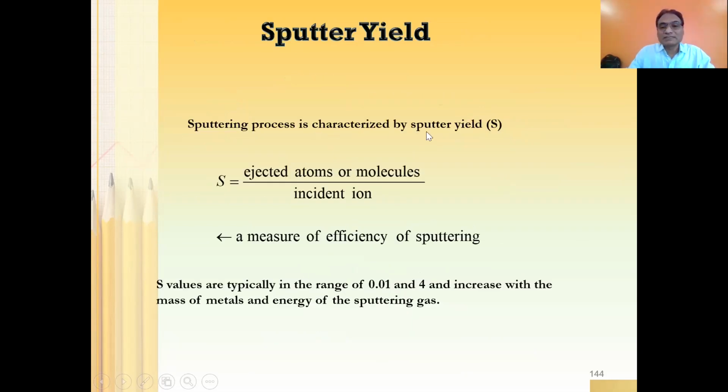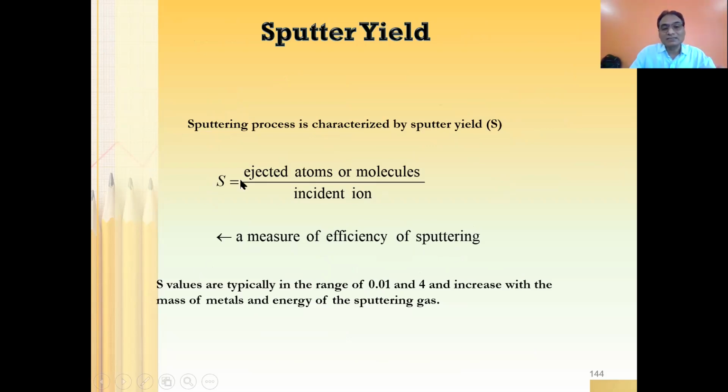The sputtering process is characterized by sputter yield. What is yield? Ejected atoms per incident ion. How many atoms are going to be ejected for each incident ion? That is the sputter yield, and it is a measure of the efficiency of sputtering. This is what we call efficiency.